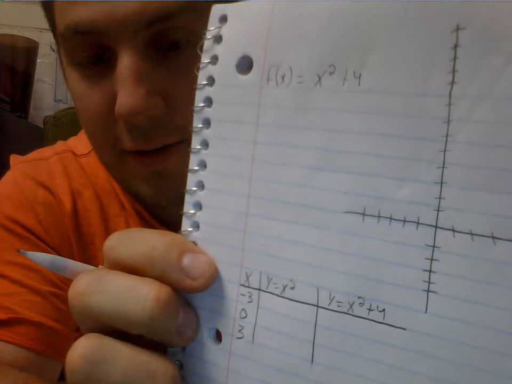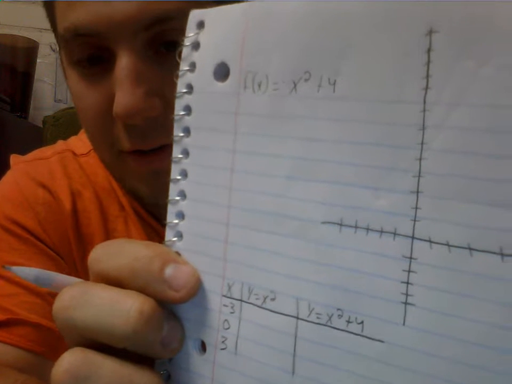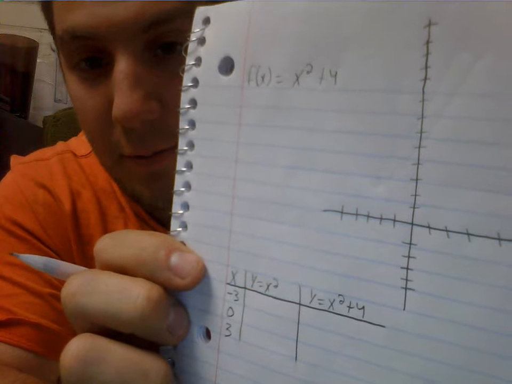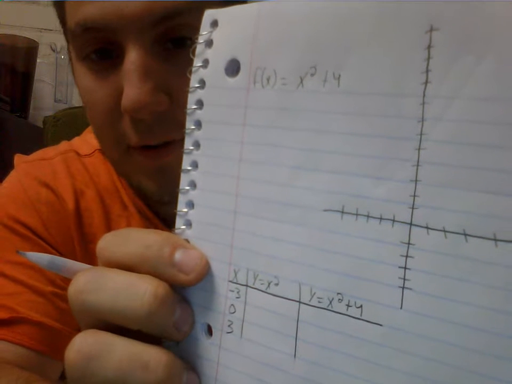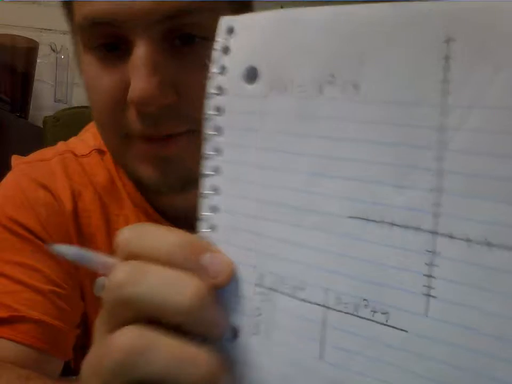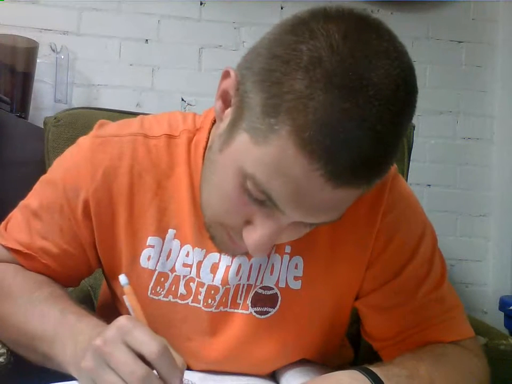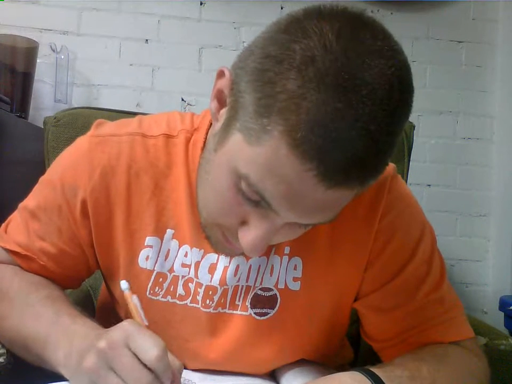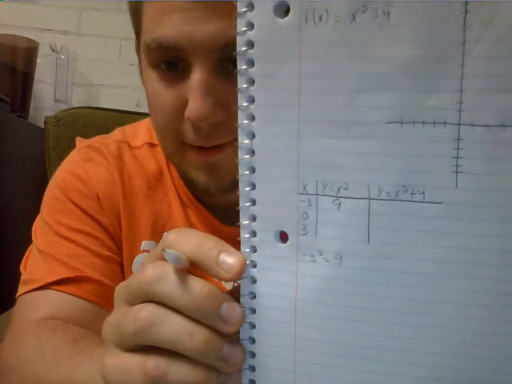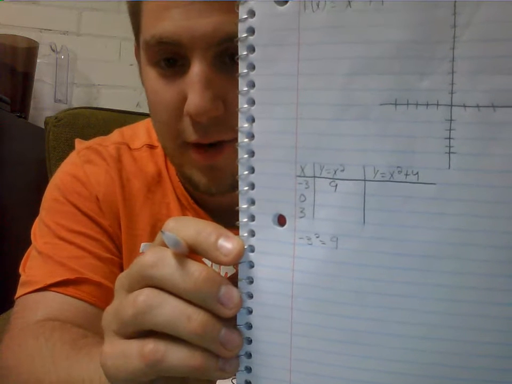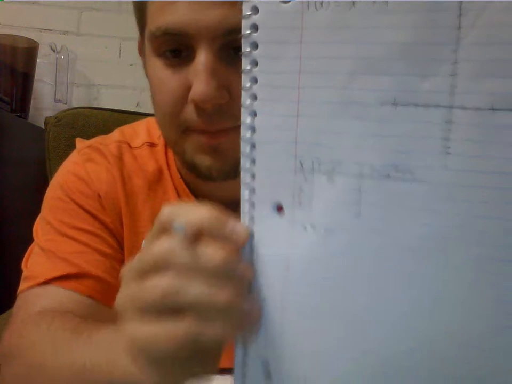I'll start with y equals x squared to show the original graph, and then I will shift it by the constant, which was +4. First we'll start with -3 squared, which equals 9. And then we'll do the same for the following 2 points for our y equals x squared part of the graph.